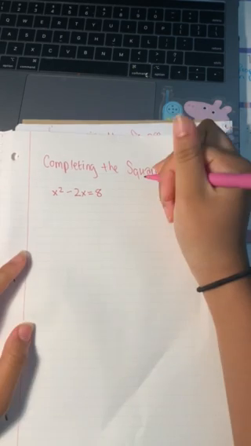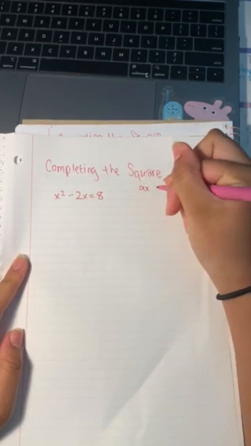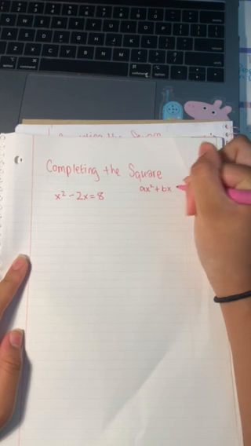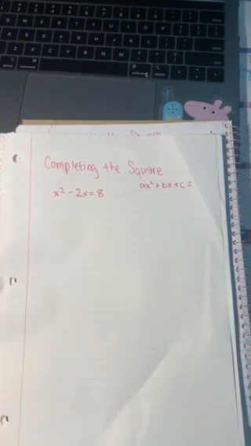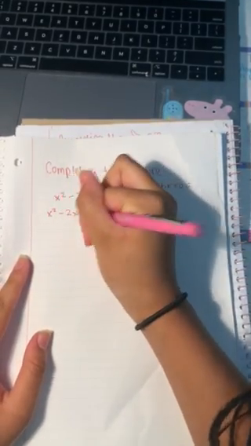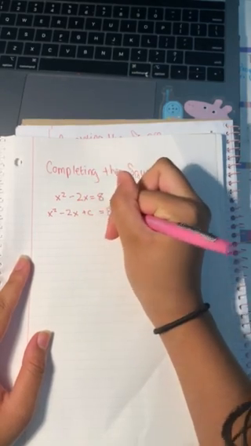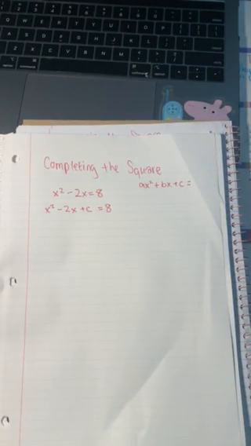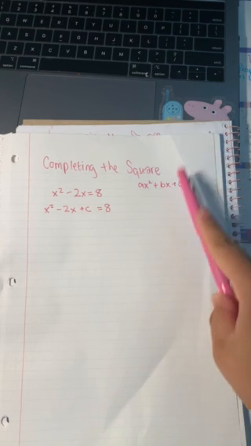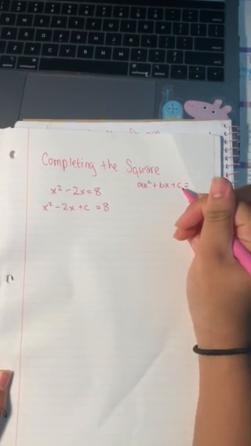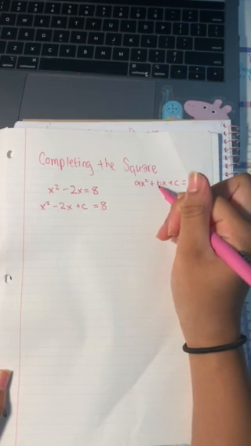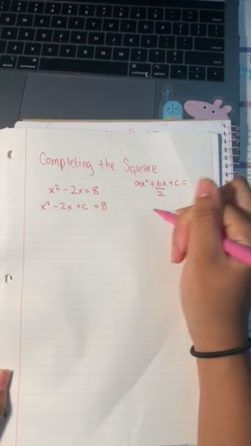And the formula for completing the square is ax squared plus bx plus c equals whatever number is on the right of the equal sign. So you can see that the variable we are missing in this equation is c. In order to find c, we have to figure out the relationship between b and c. The relationship between b and c is going to be b divided by 2, squared.